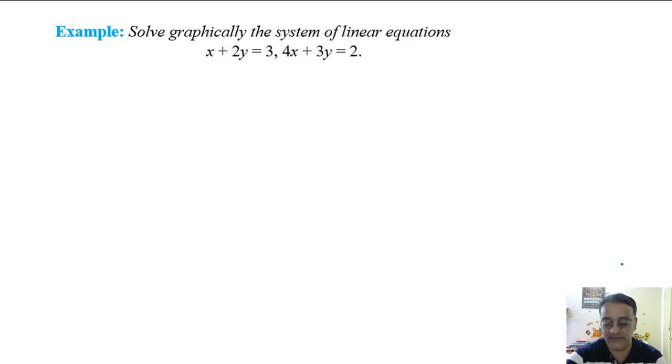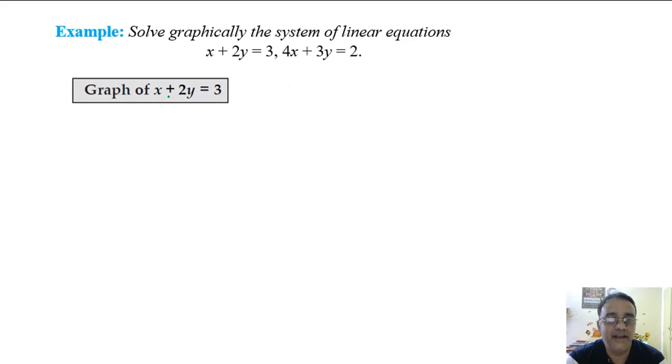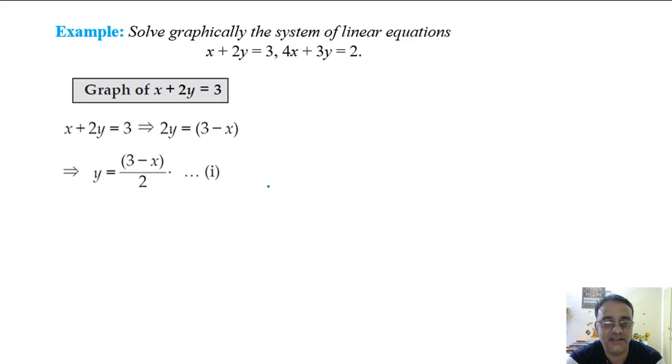So first we will take the first equation, x plus 2y is equal to 3. So what will we do? We shift x to this side. So 2y is equal to 3 minus x. Now shift 2 to this side, below. So what is y? 3 minus x by 2. Right, very good. 3 minus x by 2.